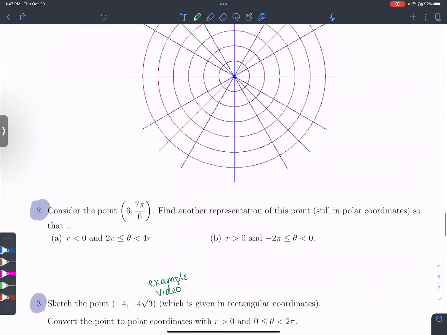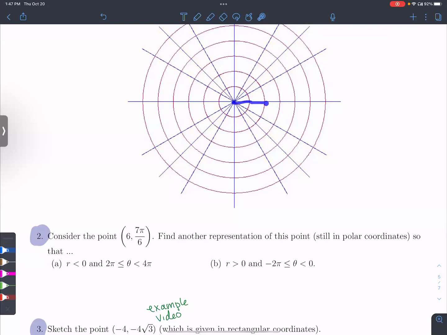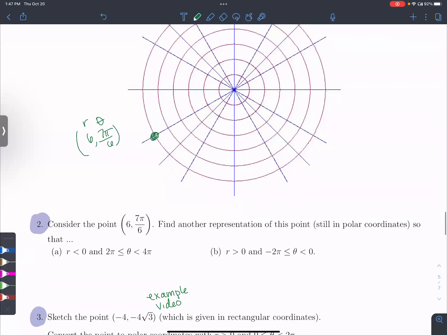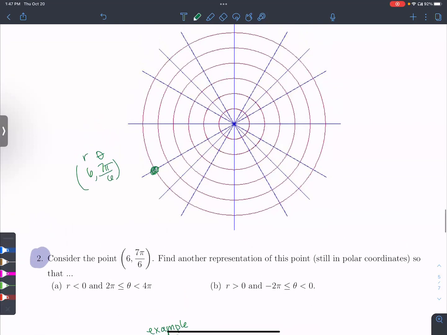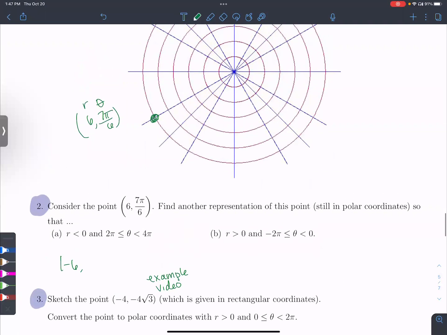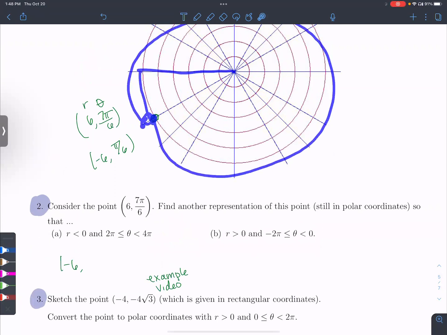Let me do one of number 2 right now. So if we have the point (6, 7 pi over 6), that would be down here. I would like another ordered pair that's still in polar coordinates, where r is negative and theta is between 2 pi and 4 pi. So if I use r negative, r would have to be -6. And then what would a positive angle be that gets me to here? Well, it's just 1 pi over 6. So you can use (-6, 1 pi over 6). But if I would like this angle to be between 2 pi and 4 pi, I need to go around again. So I'm going to go to here, and then all the way around again. So that's going to be 13 pi over 6.